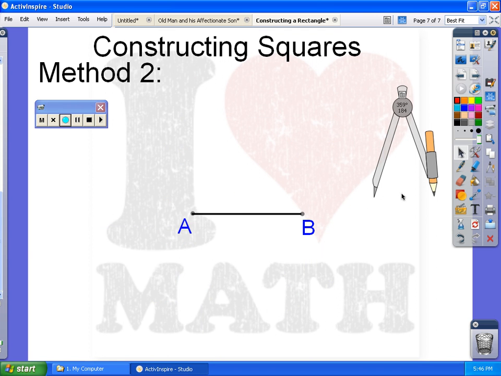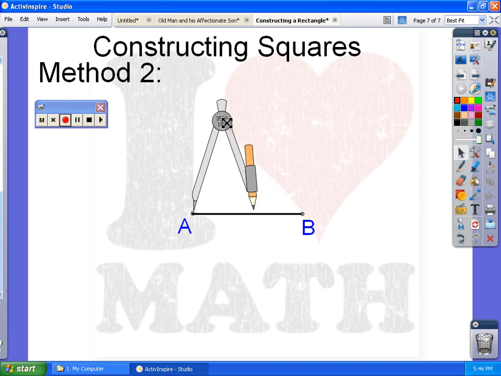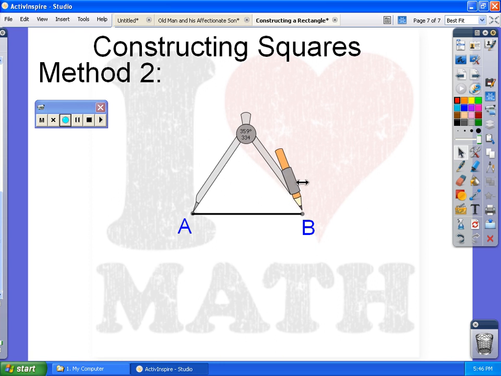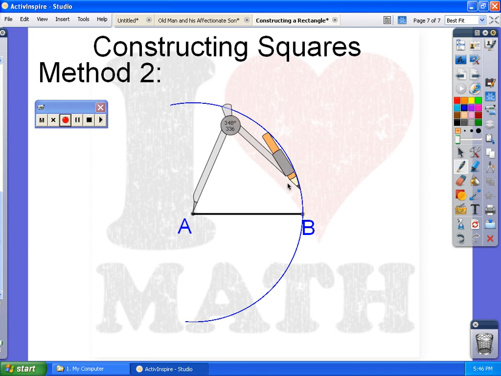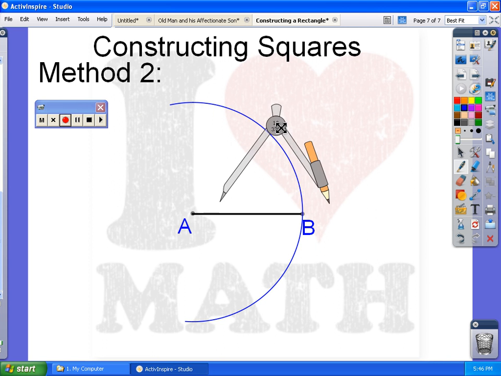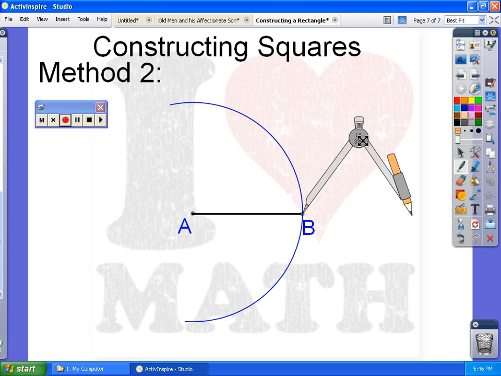Looking at method number 2, it's a similar approach in that we will only be using a compass and a straight edge. We're looking at line segment AB, and we want to again construct a square. We're going to place our compass on point A and extend it out to point B. What we're going to do is bisect line segment AB. I'm going to draw a very large sweeping arc, and I'm going to move my compass onto point B and also draw another large arc.